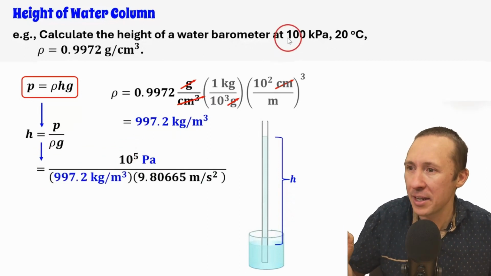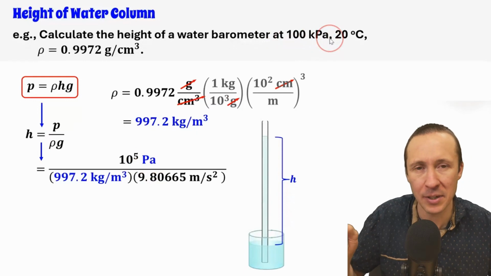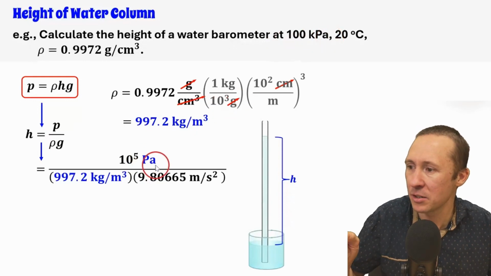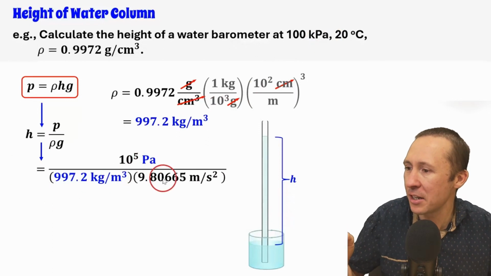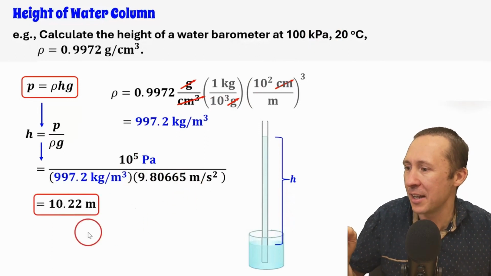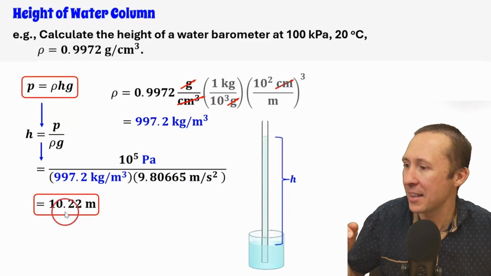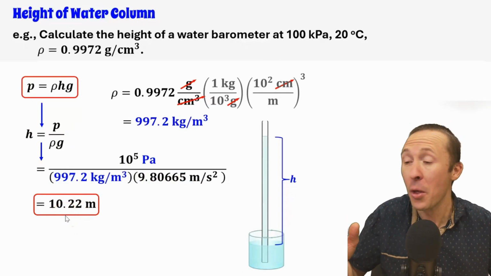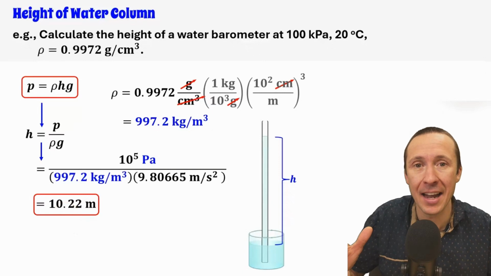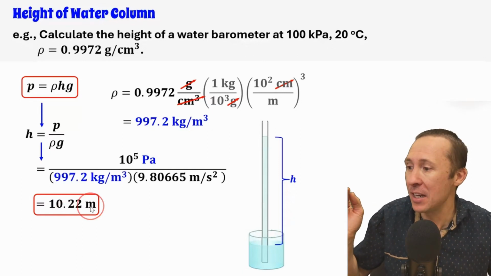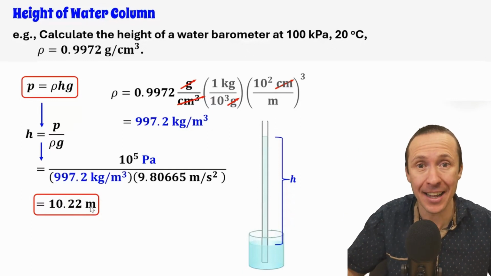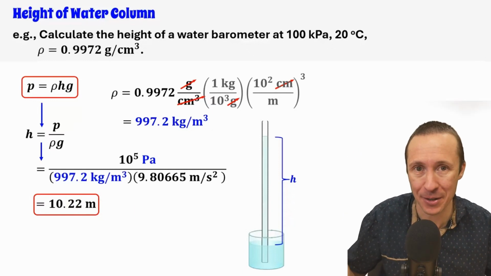This pressure, we're given it in 100 kilopascals, but we need to use the SI unit, the pascal. So we've got to multiply it by 1,000. And then this is our density in SI units. This is our gravitational constant. And then we work through the math, it's 10.22 meters. So this means that if we had a water barometer just out in the air, it would be over 10 meters high. Whoa! That's how strong atmospheric pressure is.